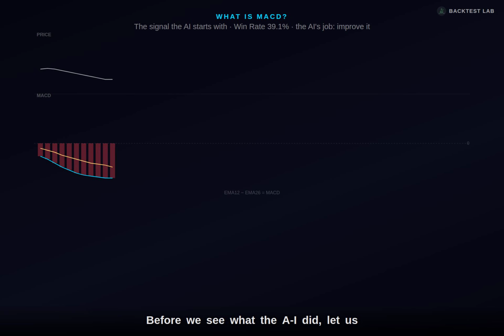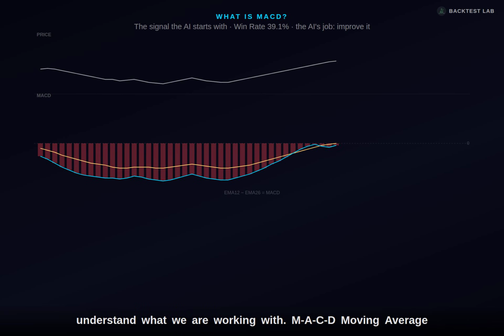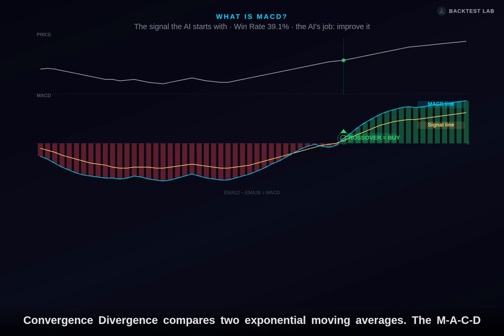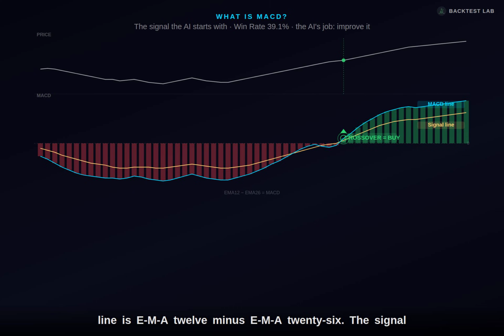Before we see what the AI did, let us understand what we are working with. MACD, moving average convergence divergence, compares 2 exponential moving averages. The MACD line is EMA 12 minus EMA 26. The signal line is a 9-period moving average of MACD. When the MACD line crosses above the signal line, that is the buy signal. That is the raw MACD crossover. Simple. Win rate, 39%. The AI's job: improve that number.